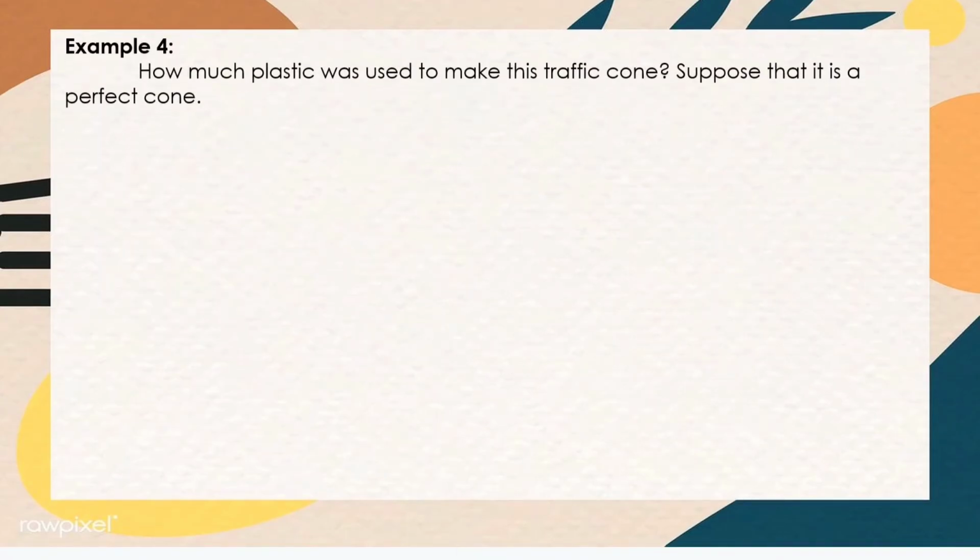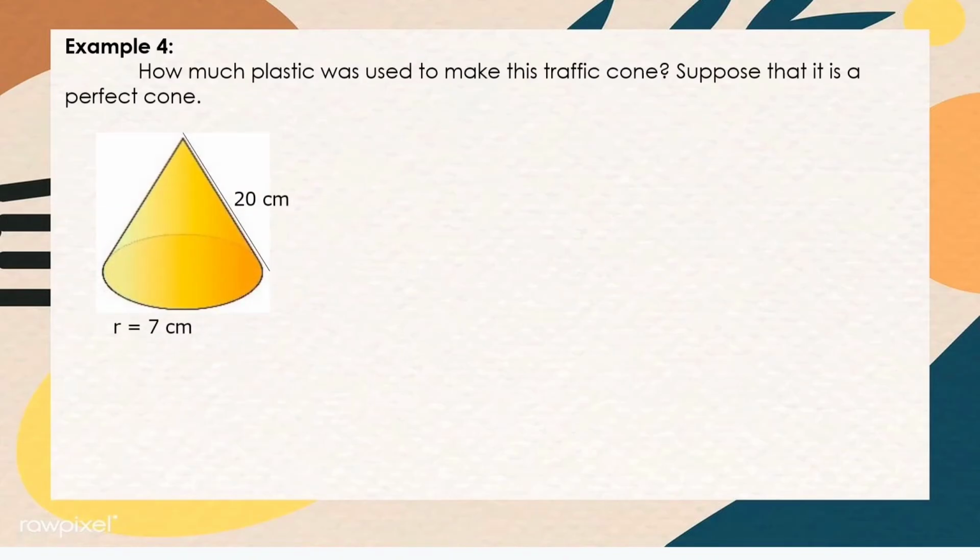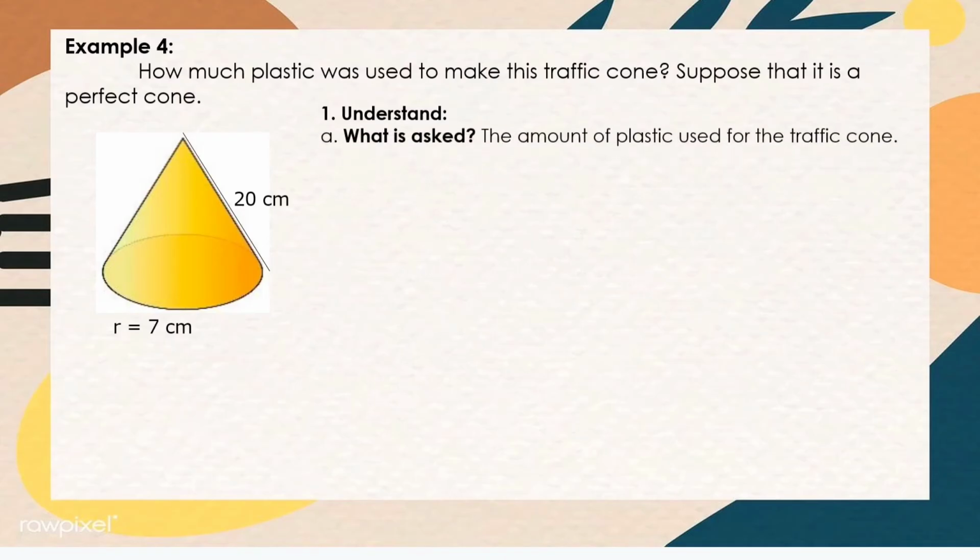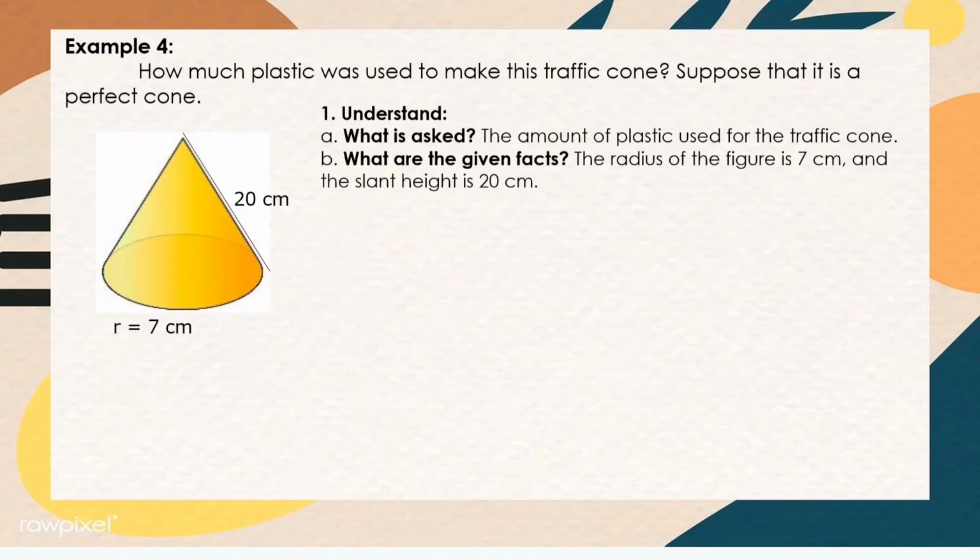Example number 4. How much plastic was used to make this traffic cone? Suppose that this is a perfect cone. Let us apply the 3 steps in solving a word problem. The first one is to understand. We have to know what is being asked and what are the given facts. What is asked is the amount of plastic used for the traffic cone, and the given facts here are the radius, which is 7 centimeters, and the slant height, which is 20 centimeters.